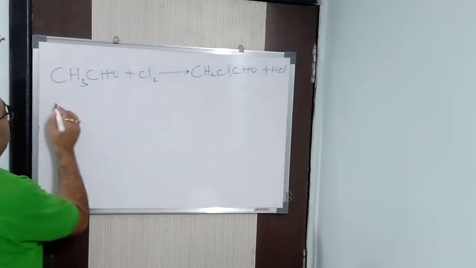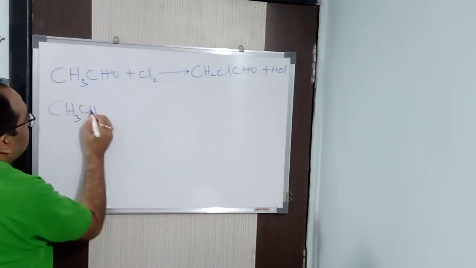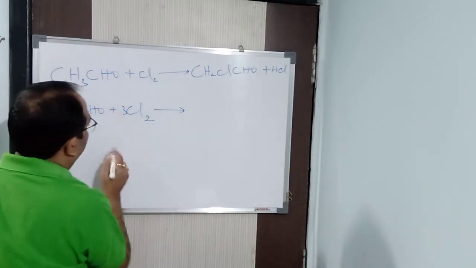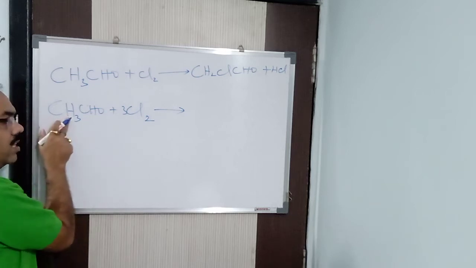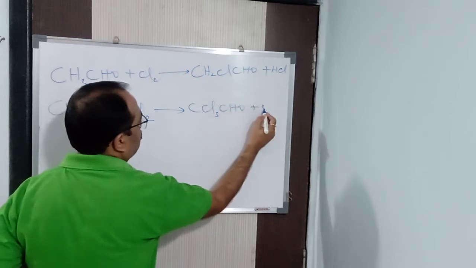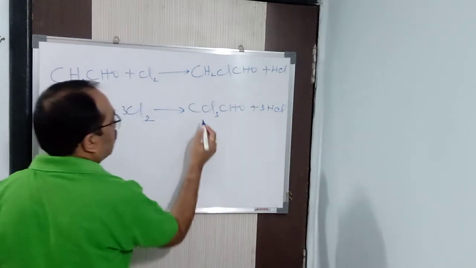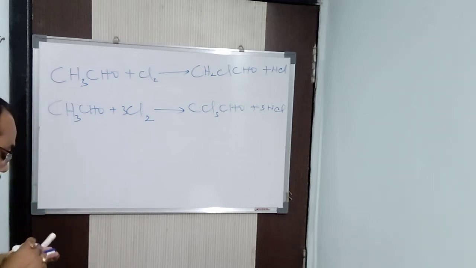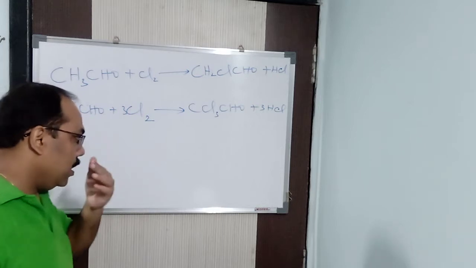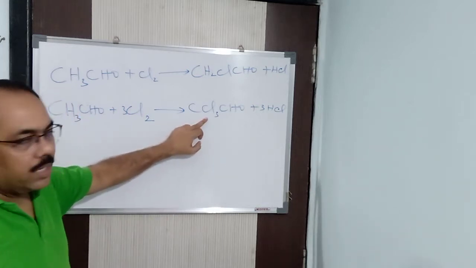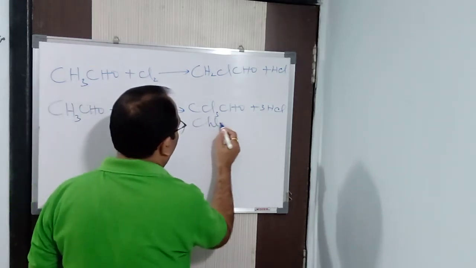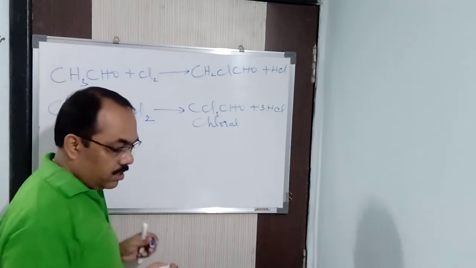Fine. Now if you take excess of acetaldehyde, excess of chlorine, that is 3Cl2, it will replace all the hydrogen atoms here and it is going to form CCl3CHO plus 3HCl. Alright, CCl3CHO, all the alpha hydrogen atoms are being replaced by chlorine to form CCl3CHO, which is known as trichloroacetaldehyde. It is also called chloral. The other name for trichloroacetaldehyde is chloral. We can say that. Clear?